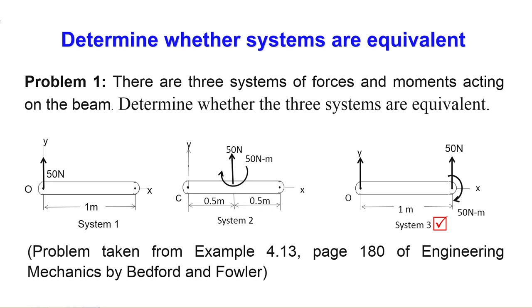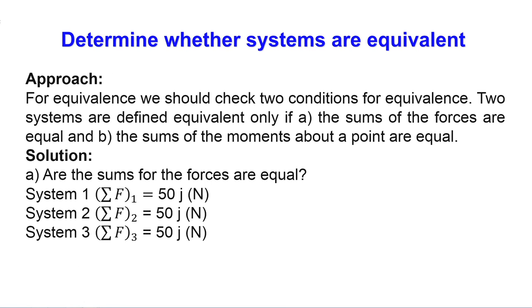And in the last system 3, at the end of the bar there is a 50 Newton force and a moment, that is also clockwise. So, it is a negative moment. Now we have to examine whether these 3 systems are equivalent, or if all are not, which 2 systems are equivalent. So, what we will do? Our approach will be to test these 2 conditions, that the sum of the forces is equal and the sum of the moments about a point is equal.